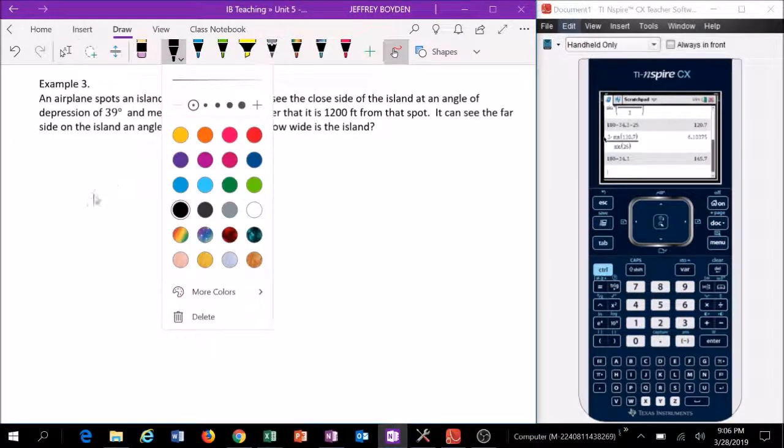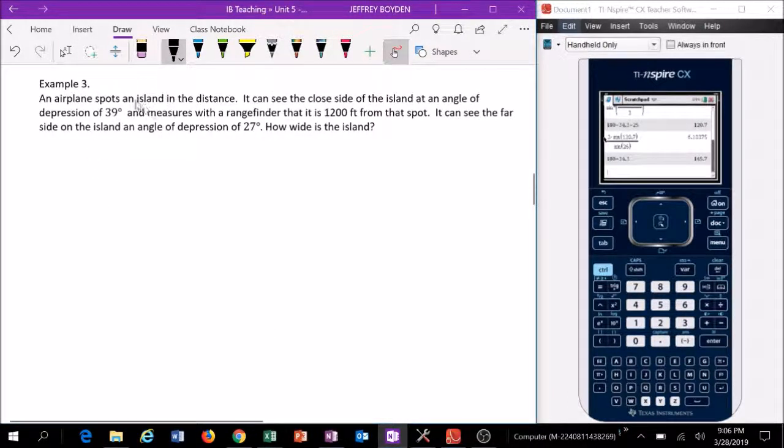All right, let's practice drawing the picture. An airplane spots an island in the distance. Let's assume that airplane's in the air. That seems like a logical place for an airplane to see islands from. So I'm going to draw my island. Island is going to be flat in this case because it doesn't say otherwise, and why would I make it harder than I need to?